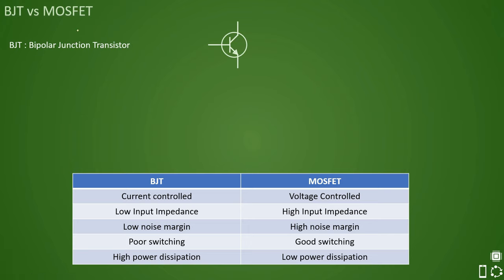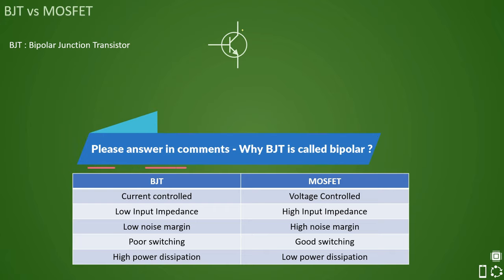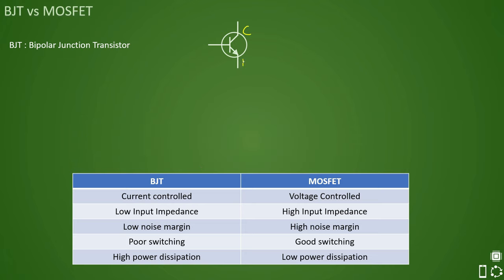BJT is called a bipolar junction transistor. Here it has three terminals. The upper one is the collector, the lower one is the emitter, and this is the base. The base will inject the current. That is why it is called current controlled. And in MOSFET, it is voltage controlled.